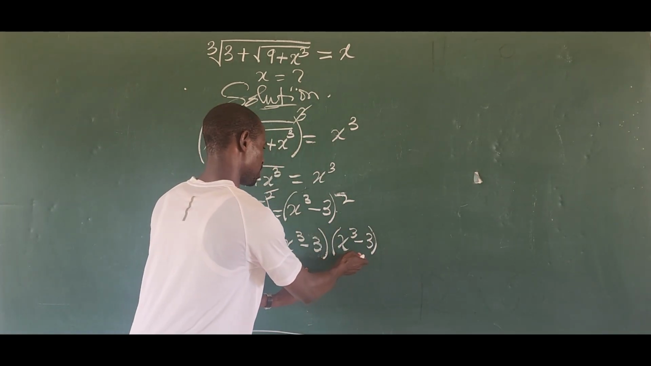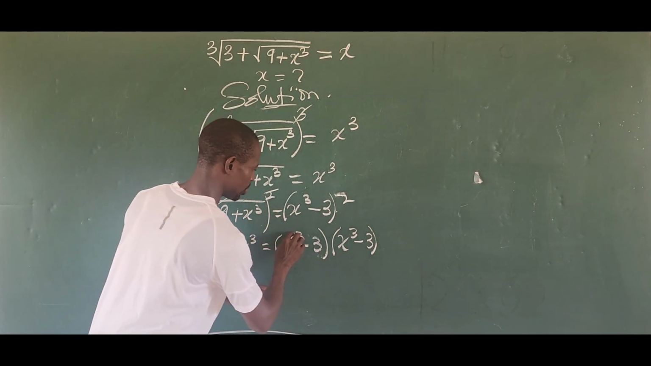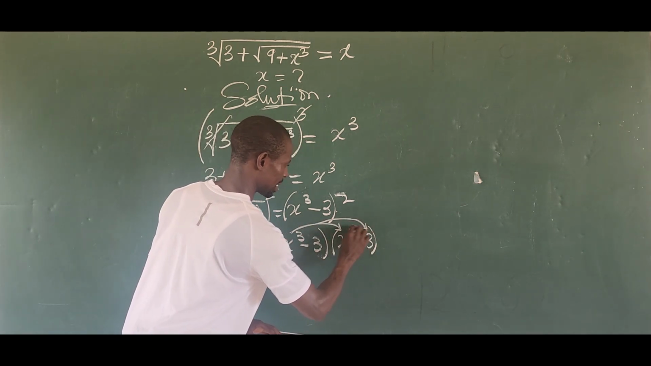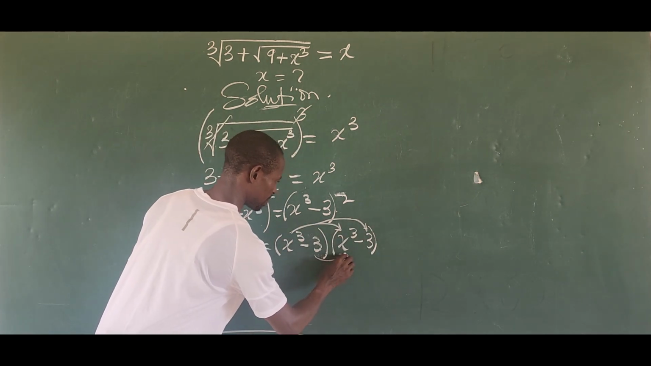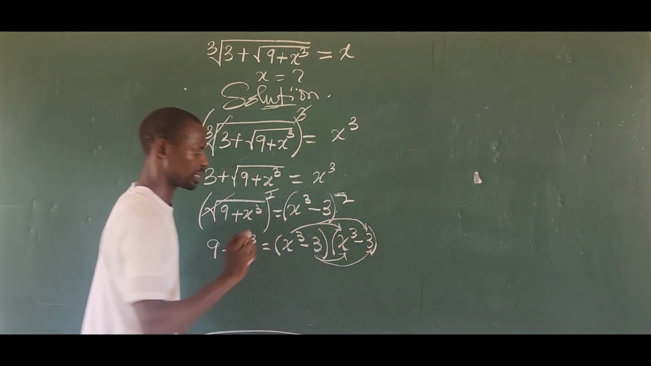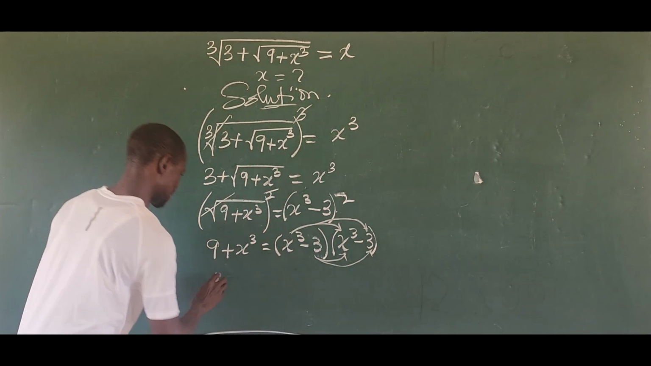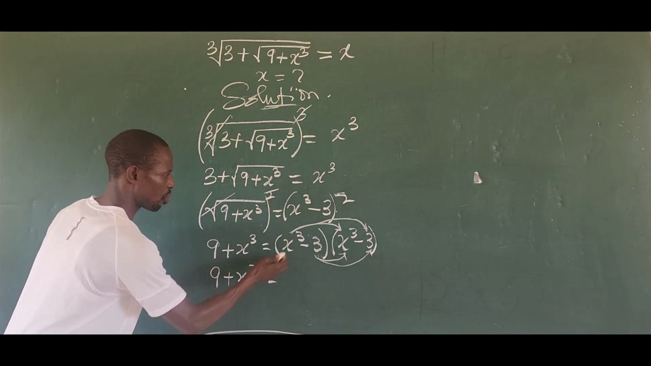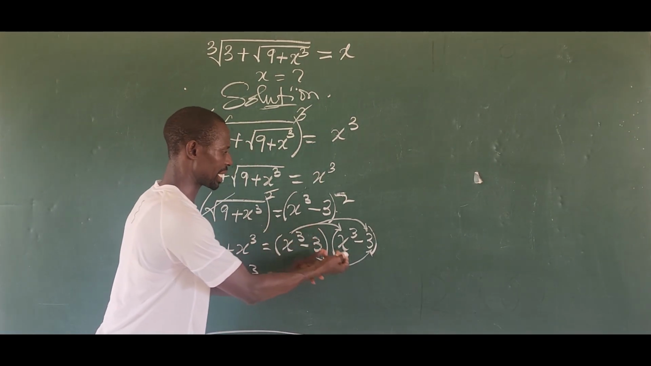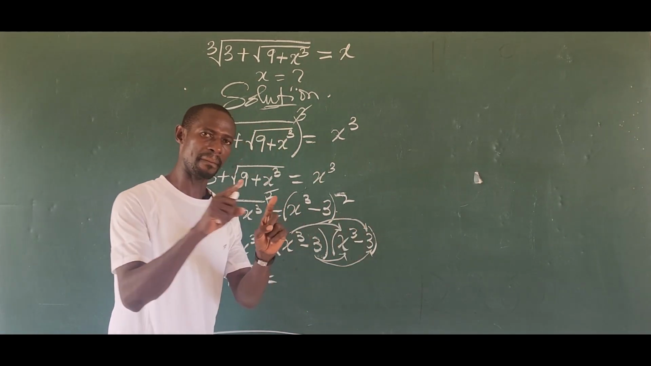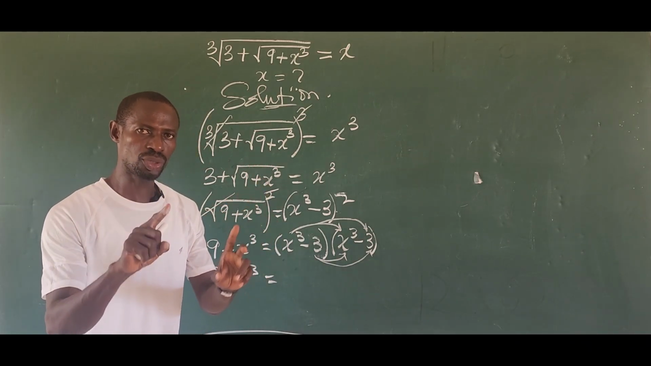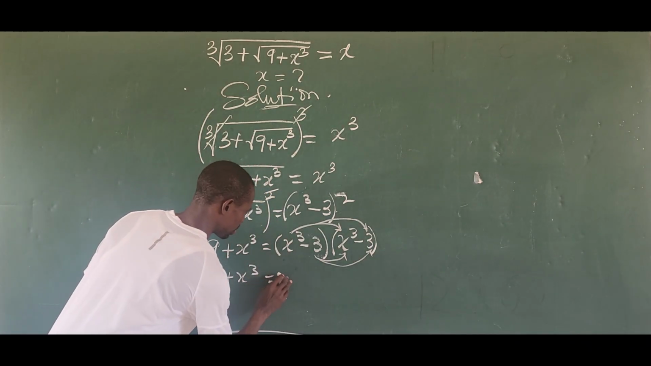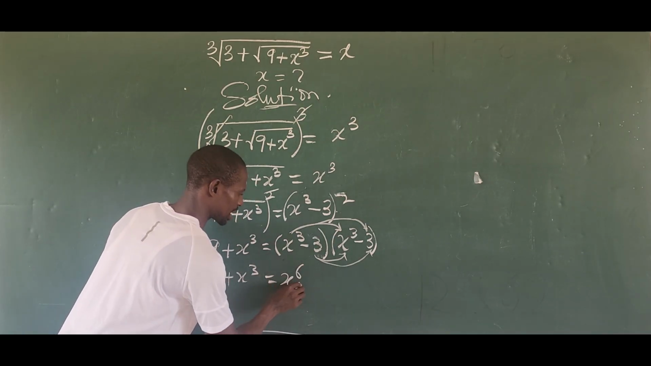So we can open the brackets. How do we open this? It is easy. We use this to multiply this, and we equally use this to multiply this. Then we come to this: we use this to multiply this, and we use this to multiply this. So let's open up and see. We have 9 plus x to the power of 3 equal to x to the power of 3 times x to the power of 3. Because the bases are the same, we add the exponents, so this gives us x to the power of 6.